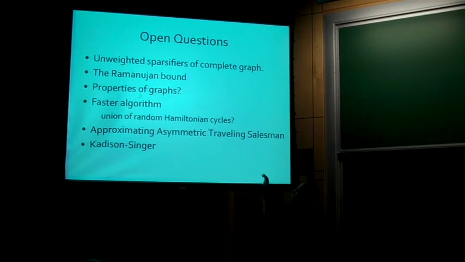One last question is, can you come up with a faster algorithm for doing what we do? Usually if you want to choose a random expander graph or something like a Ramanujan graph, you should do something like take the union of a constant number of random Hamiltonian cycles. Can you do anything like that here? There might be a fast randomized algorithm for getting linear size sparsifiers like we do, that are not quite optimal, but we have no idea. It would be useful. And then I'll mention, I guess, I already mentioned the asymmetric traveling salesman and Kadison-Singer, so I'll stop there.